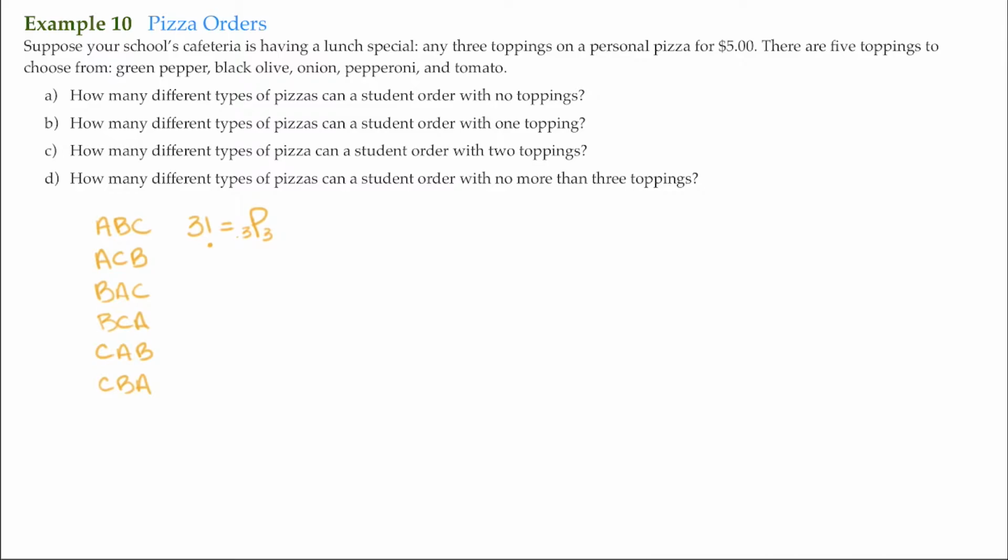Now, for a combination, on the other hand, the order of these letters is irrelevant. I'm just going to write it up here. Order is irrelevant. And what that means is that ABC is the same as ACB or BAC or any one of these, because all that really matters is the group, is the collective. So these are considered all the same.